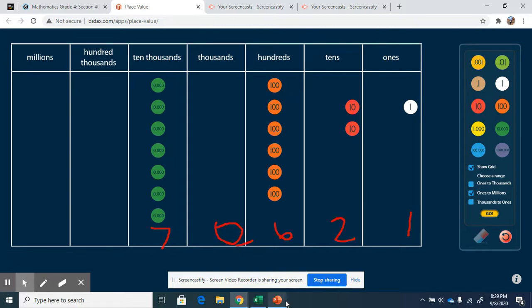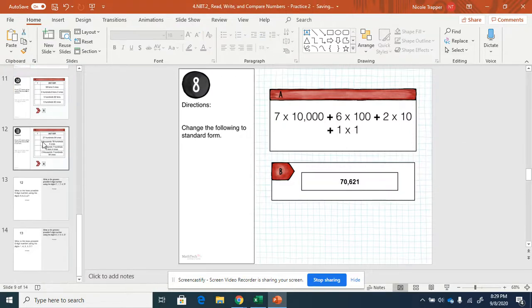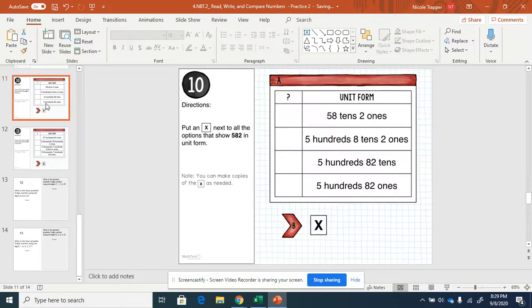70,621. So now I'm going to go back and type my answer in here, which is 70,621. We're going to move on to number 10. And this says to put an X next to all of the options that show 582 in unit form.